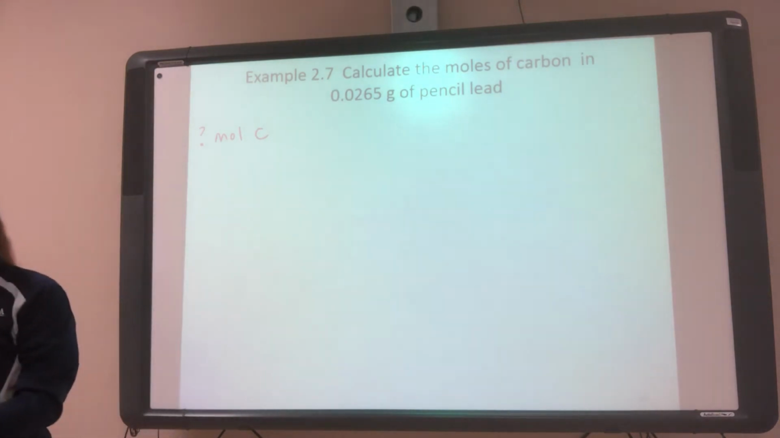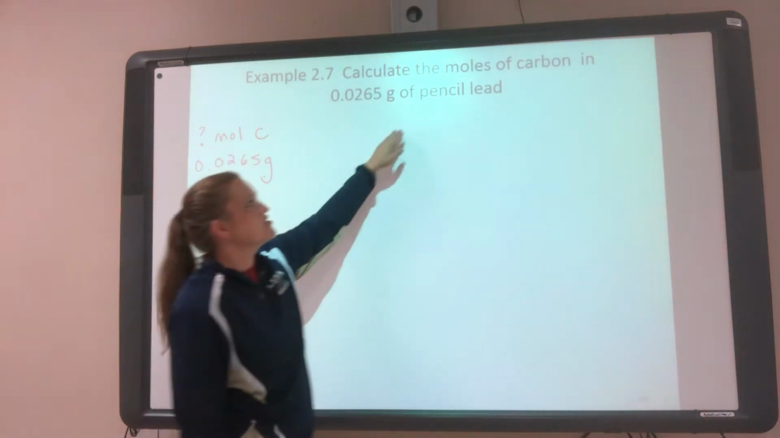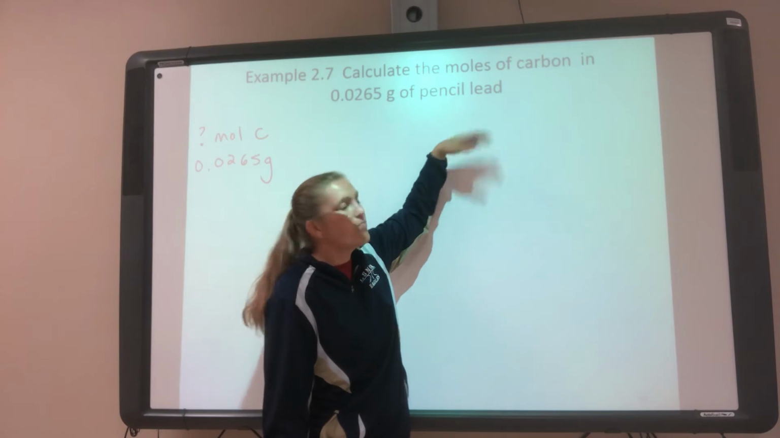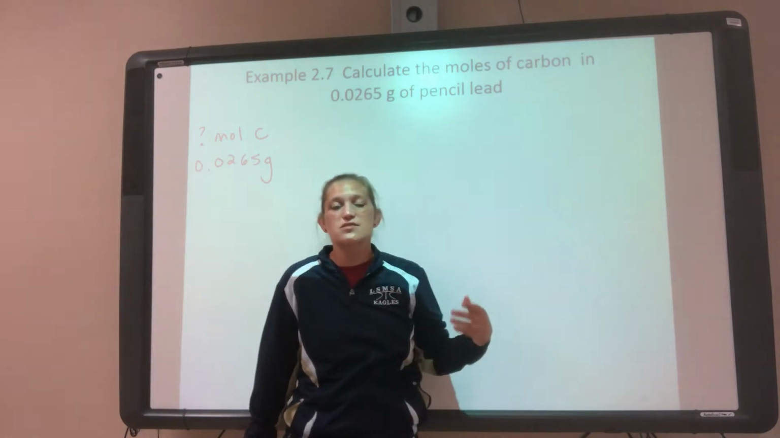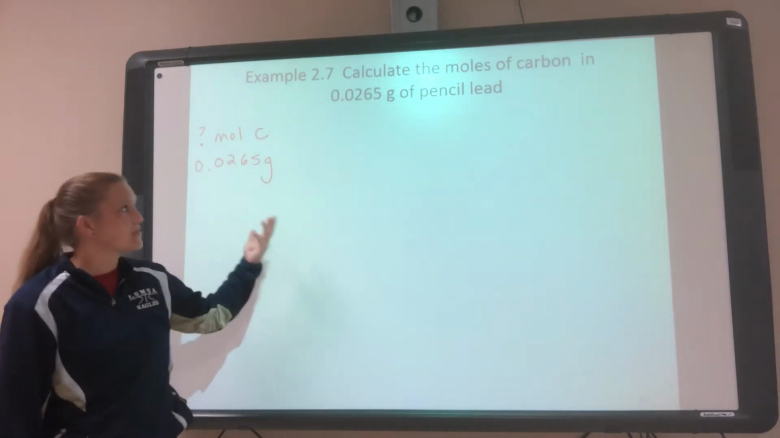So I'm trying to find the moles of carbon. What did they give me? They gave me 0.0265 grams of pencil lead. Now, a pencil isn't made out of lead like the element lead. So remember, pencil lead is graphite, which is an amorphous solid, which is carbon.